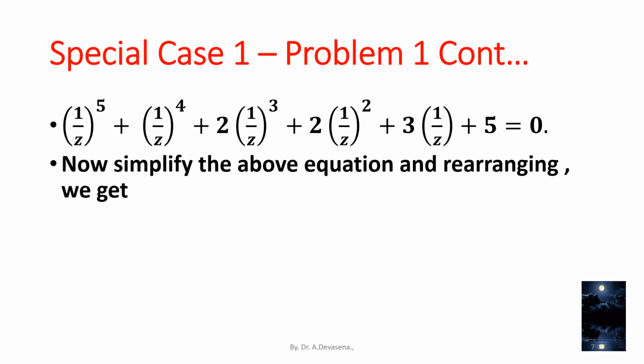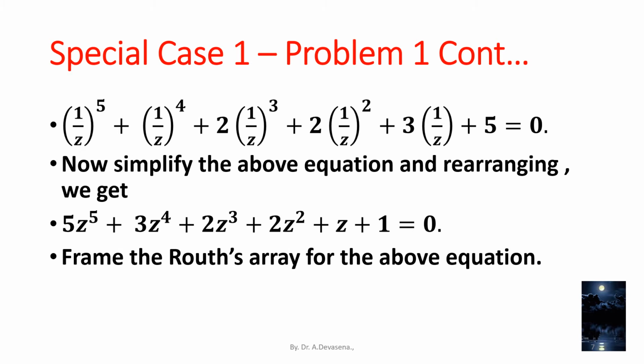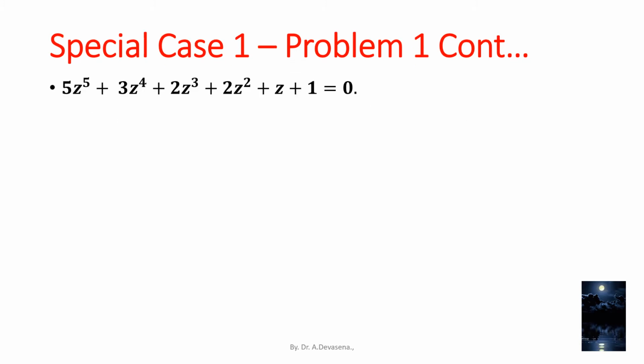Now simplify the above equation and rearranging, we get 5z power 5 plus 3z power 4 plus 2z cube plus 2z square plus z plus 1, that is equal to 0. Frame the Routh's array for the above characteristic equation. Now the characteristic equation is 5z power 5 plus 3z power 4 plus 2z cube plus 2z square plus z plus 1, that is equal to 0.